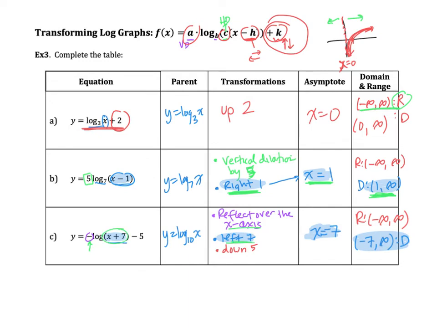Then we had left 7 and down 5. And the order in which you write those doesn't matter, but when you have left 7, that impacts the vertical asymptote and moves that left 7, so it's x equals negative 7, which also then has an impact on the domain.